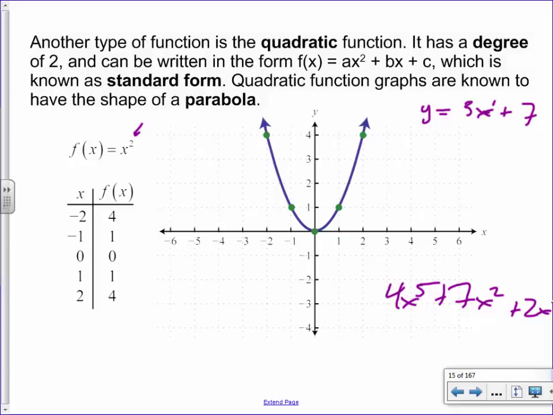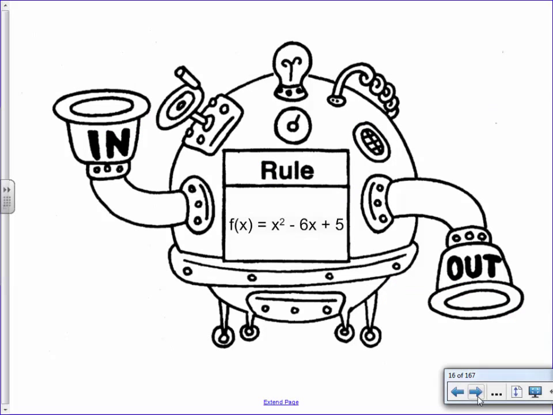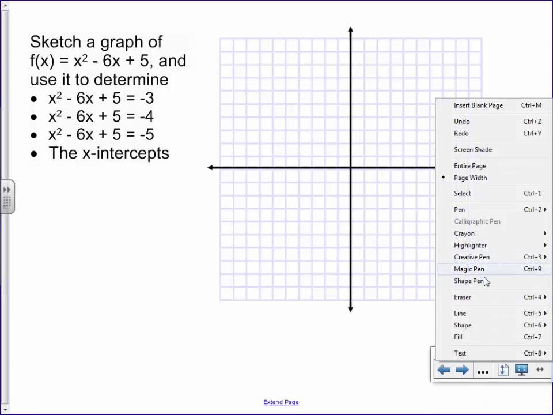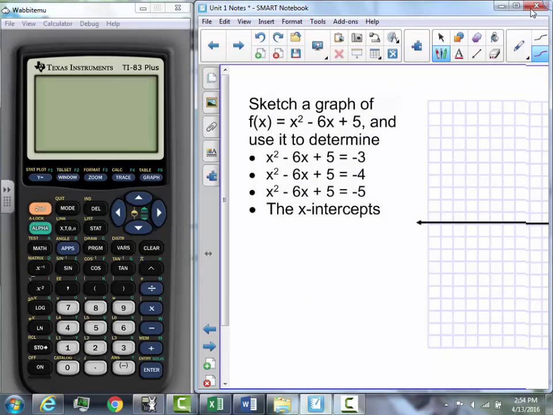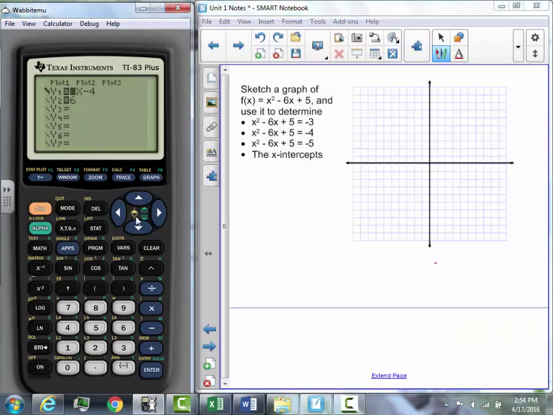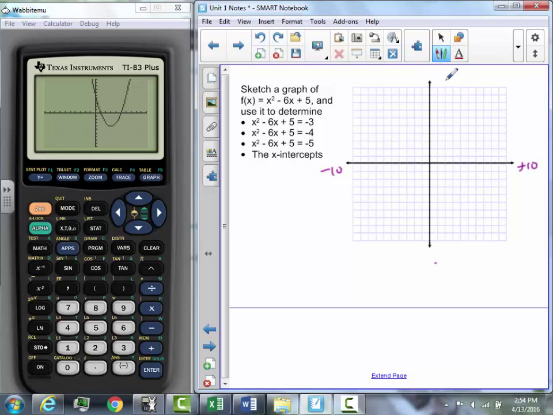So let's do some more examples with parabolas, with quadratics. Here's something to graph: x squared minus 6x plus 5. Let's try graphing it. Go to your graphing calculator, get rid of everything else, and type in x to the power of 2 minus 6x plus 5. I'm thinking go with a zoom 6, so that you get a nice graph from minus 10 to plus 10. Hopefully it looks something like this.